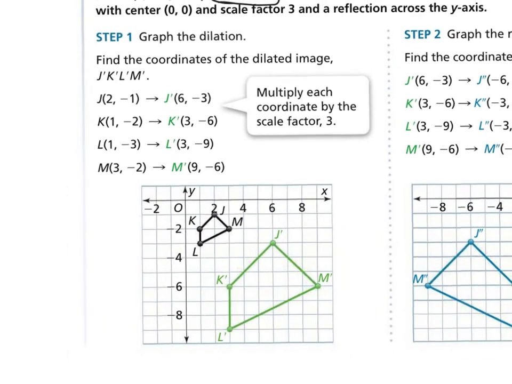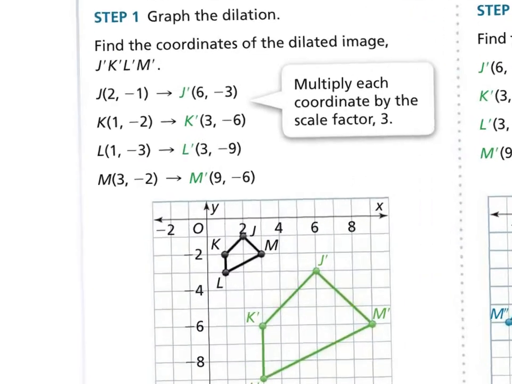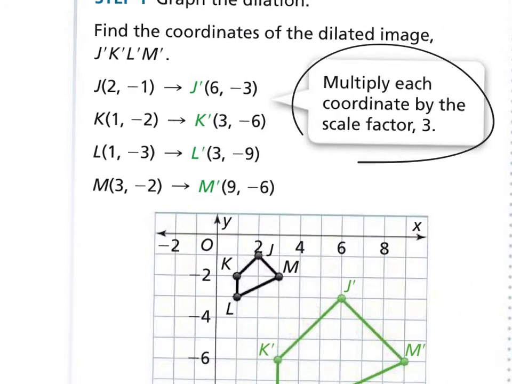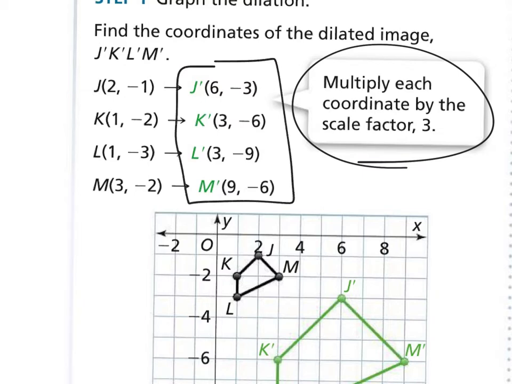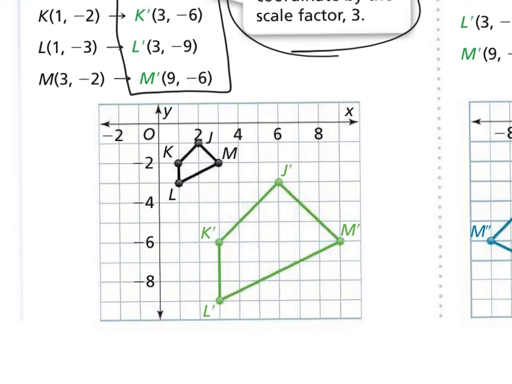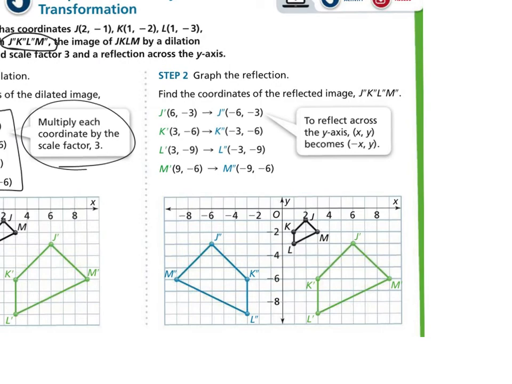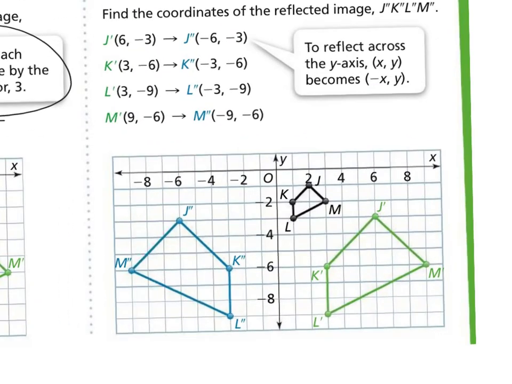They started out with that original quadrilateral, dilation with a scale factor of 3. So we're multiplying all of our coordinates, x and y coordinates, by 3, and that gives us these points, and they graphed that as the green quadrilateral. So notice those now have primes because that was the first movement that we did, and then from there we're going to reflect this across the y-axis.